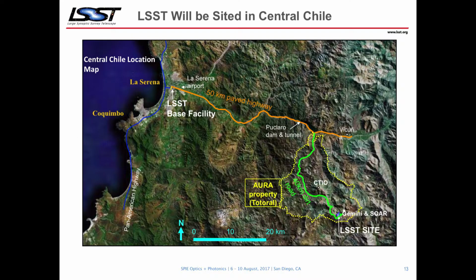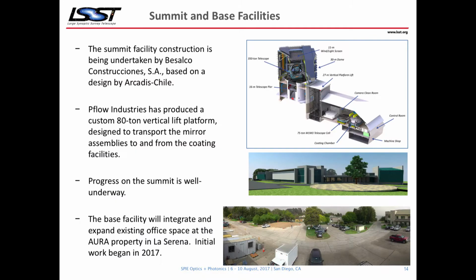So LSST, as I mentioned, will be sited in central Chile. It's on an AURA site, which currently houses the Gemini South telescope, which is an 8-meter telescope, and the SOAR telescope, which is a 4-meter. So this is a well-developed astronomical site, which saved us a lot of money in terms of power, roads, et cetera. A lot of infrastructure was there. The building is being undertaken by a Chilean company called Besalco Construcciones. That figure at the top is a diagram. It's a rather complex building, as you can see, and a very large building.